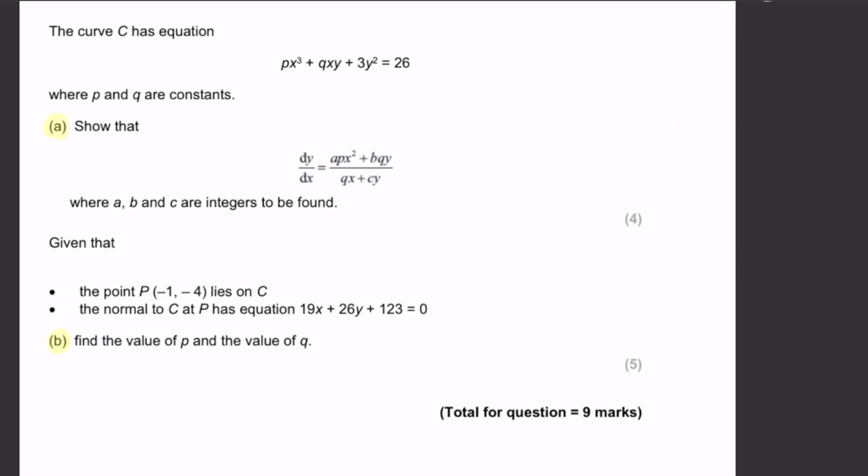So I just want to say for the first question here, it says show that dy by dx equals abx squared plus bqy all over qx plus cy is dy by dx from this equation over here.